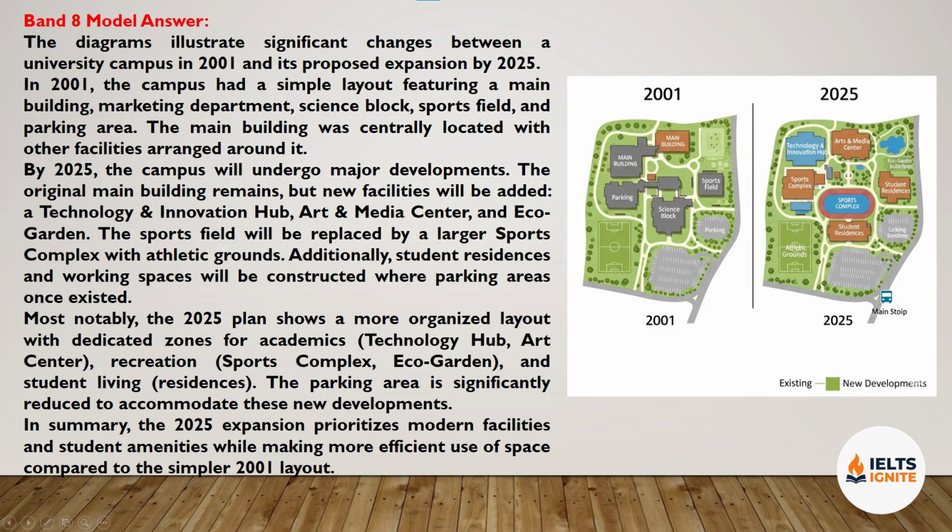In 2001, the layout was very simple: a main building in the center, surrounded by a marketing department, science block, sports field, and parking area. By 2025, the design becomes much more modern and structured. The main building remains, but new facilities will be added: a technology and innovation hub, an art and media center, and even an eco-garden. The old sports field will be replaced by a larger sports complex. Parking will shrink, making space for student residences and working areas.